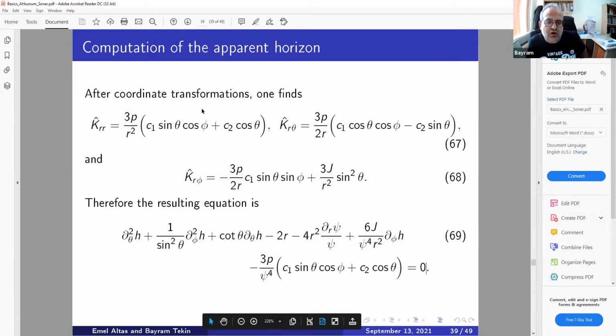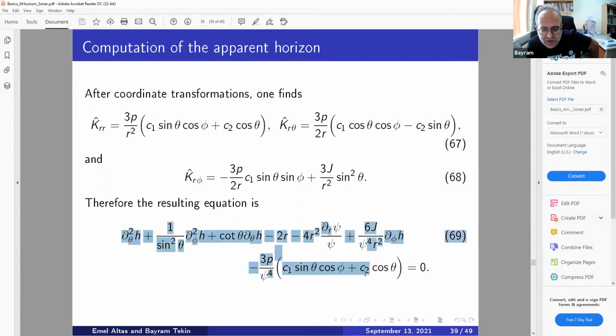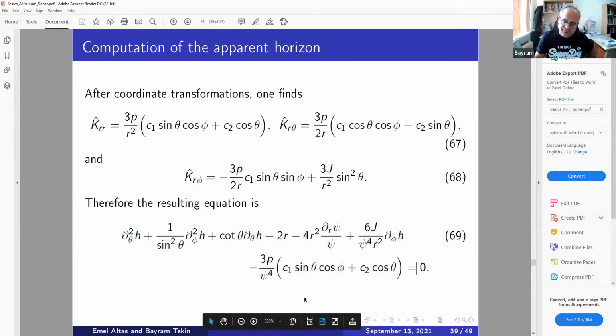Now, it's always a better idea to go to spherical coordinates. I gave you the apparent horizon equation in Cartesian coordinates. After a coordinate transformation, I gave you the Bowen-York initial data, the solutions for K in Cartesian coordinates. So you need to go back to the, what do you call this, spherical coordinates. And in the spherical coordinates, equation 69 arises. So this is the equation to be solved to get the location of the apparent horizon.